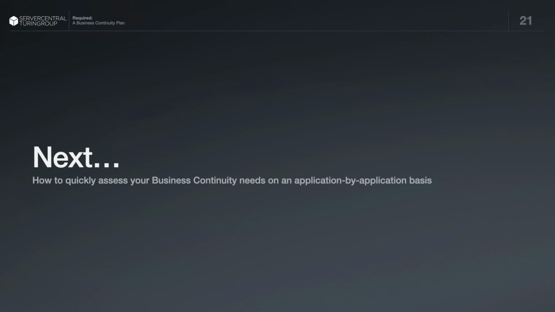As I mentioned, up next, we are going to walk through a model showing how to assess business continuity needs on an application by application basis. As soon as that's ready, we will let you know, and we look forward to chatting with everybody then.